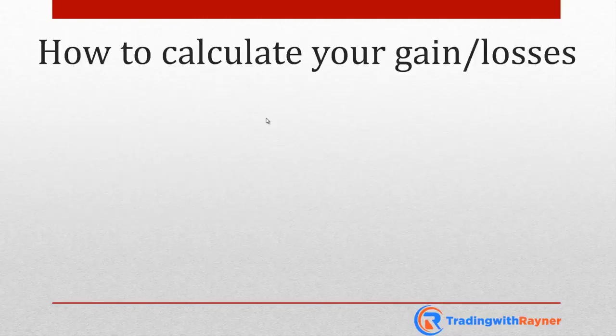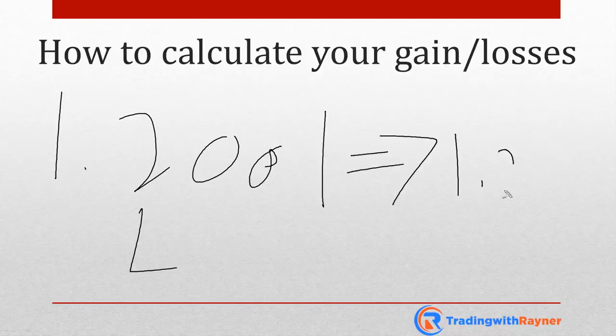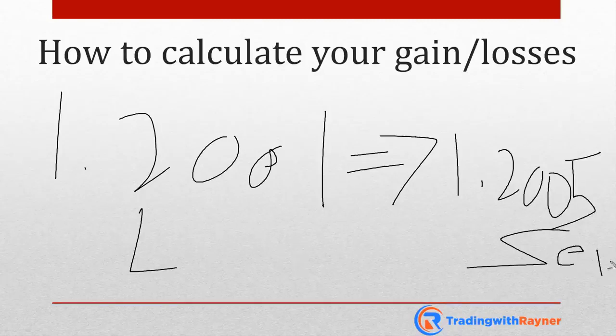So how do you calculate your gains and losses? Let me walk you through an example. Let's say, instead of the New Zealand dollar, we use euro dollar, the most common currency pair. Let's say 1.2001 is the price that you buy at. You went long, L. And this is the price that you sold at, 1.2005, call it S, sell. What is your gain on this trade? You can tell that you have earned 4 pips.